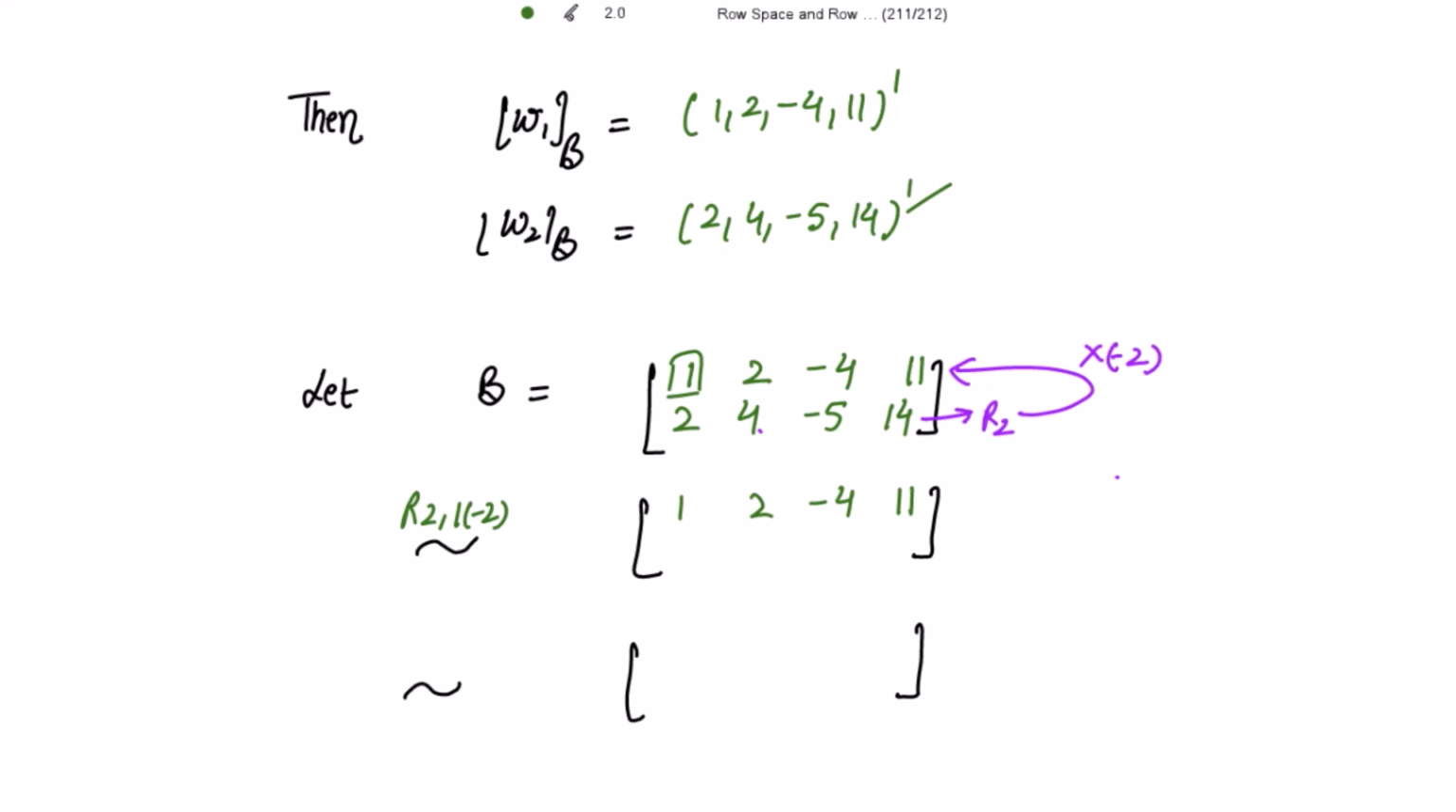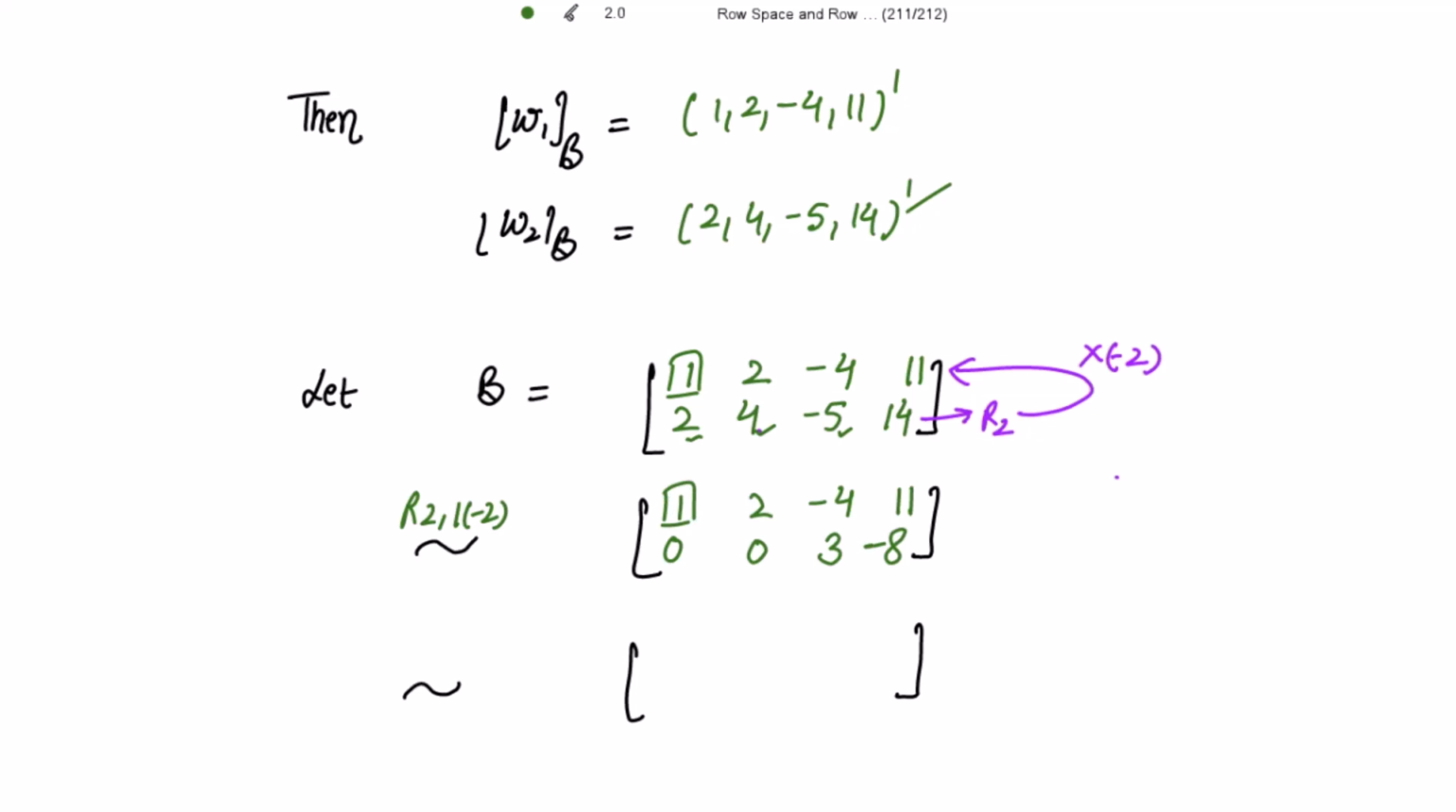1 is multiplied with -2, we get -2. Adding this to 2, we get 0. This is what we need. 2 is multiplied with -2, we get -4. Adding this to 4, we get 0. -4 multiplied with -2, we get 8. Adding this to -5, we get 3. 11 is multiplied with -2, we get -22. Adding this to 14, we get -8. So this becomes our leading element now for the row 1.